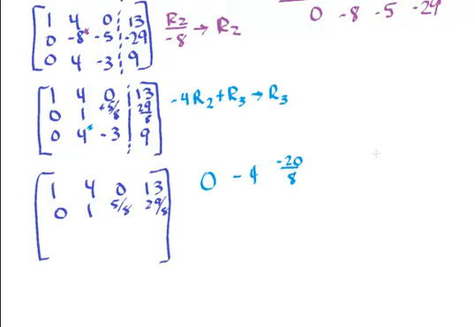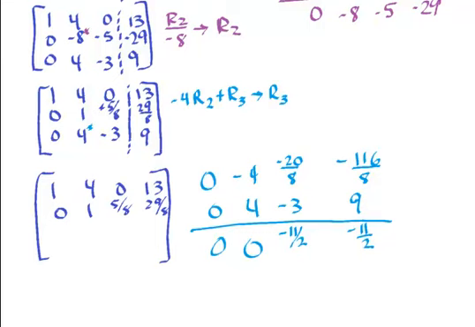-4 times 29 over 8 is -116 over 8, and it's negative because it's -4 times that. Then I'm going to add 0, 4, -3, and 9. I'll do that on my calculator. Man, this was a mess of numbers, wasn't it? Oh, it's always frustrating when they're like this. But it happens.